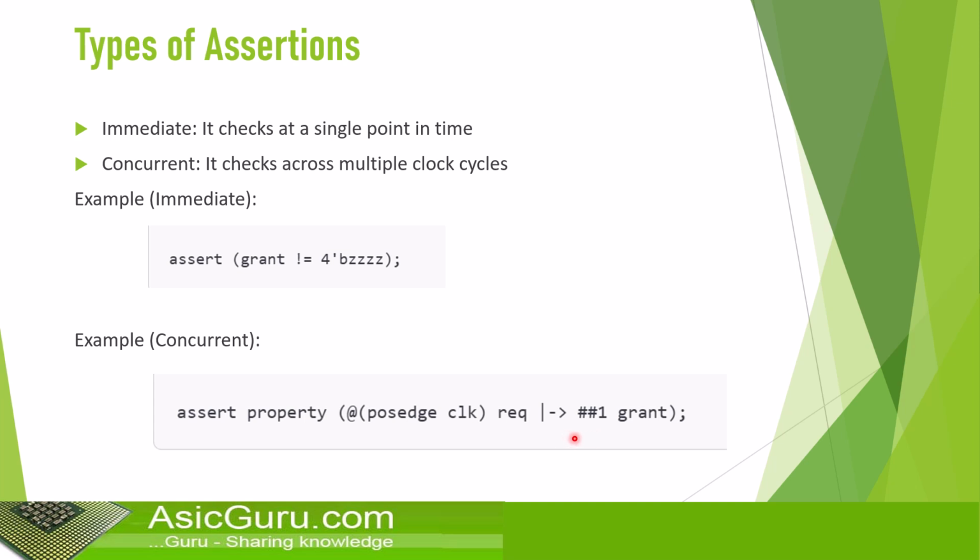And how do we specify the delay here? So this is the cycle delay operator, and it means after exactly one clock cycle. So grant should be true one clock cycle after rec becomes true. If I read this statement again, it means on every positive edge of the clock, if rec is true, then grant must also be true exactly one clock cycle later. And if it doesn't happen, the assertion will fail, and it means there is a bug in your design.